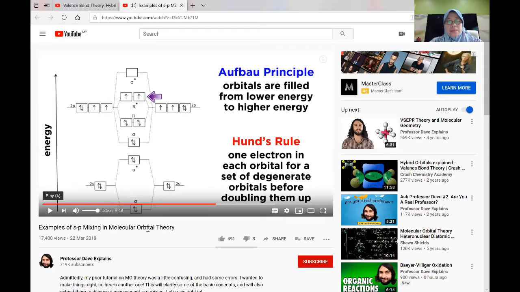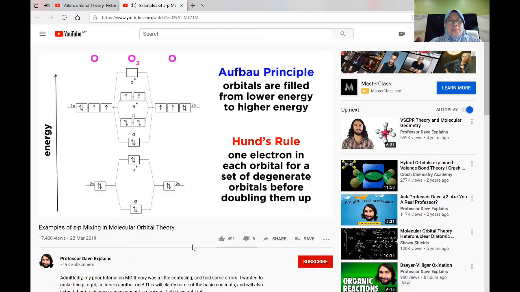Degenerate orbital means that the orbitals are the same energy. For example, if we have this pi molecular orbital, we have to fill it with one electron first, and then another one here, before we pair the electron with another electron.